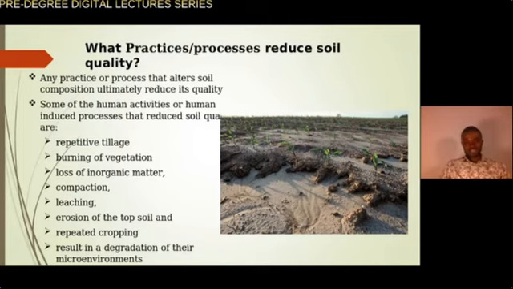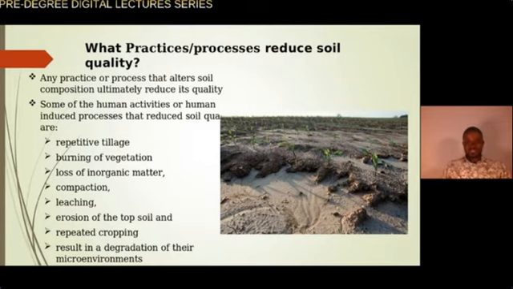Leaching. Leaching here has to do with the loss of nutrients from the topsoil. Whenever the nutrients are leached from the topsoil, they will no longer be available for shallow rooted crops, especially when they are leached beyond the reach of even deep rooted crops, it becomes a problem for any kind of crop to grow. Then we have erosion of the topsoil.